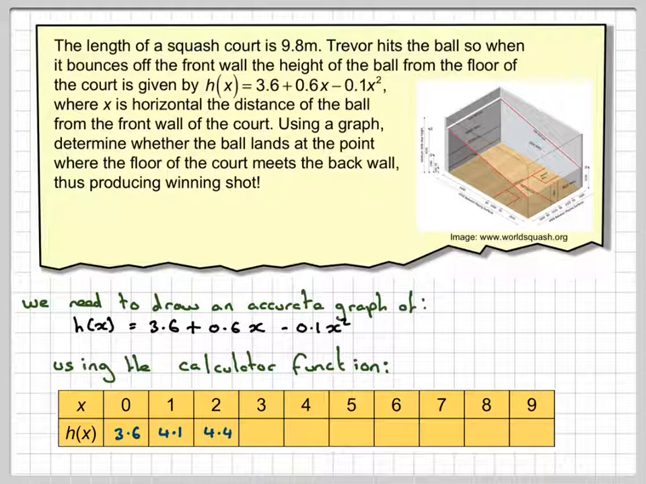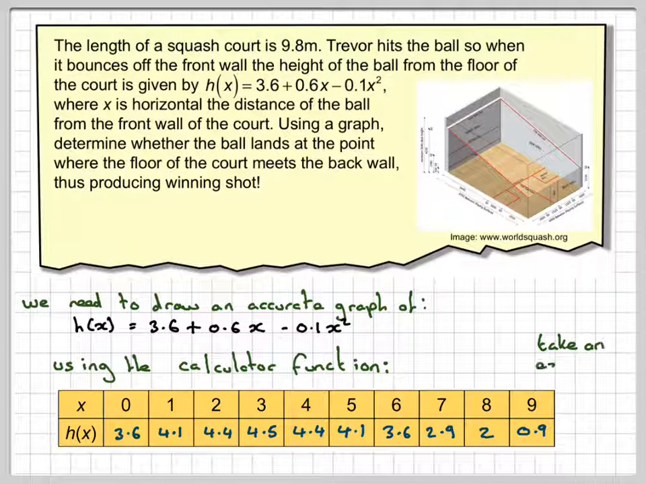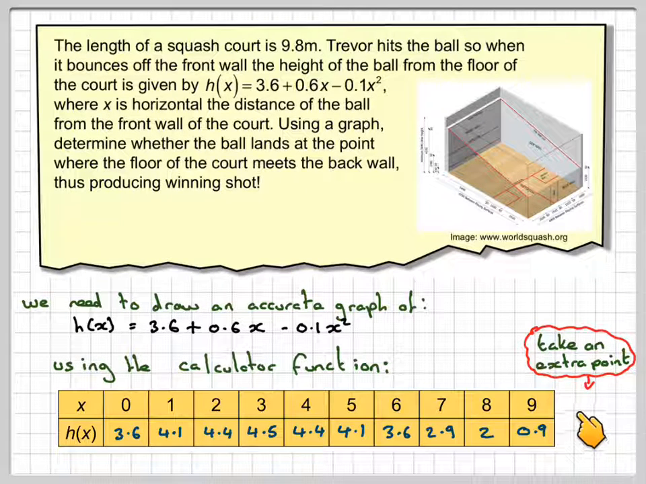4.1, 4.4, 4.5, 4.4, 4.1, 3.6, 2.9, 2, and 0.9. Now we probably want to take just one extra point just to improve our accuracy a little bit. So we'll just take the 9.5. So when that's 9.5, we put that in there, we're going to get 0.275.